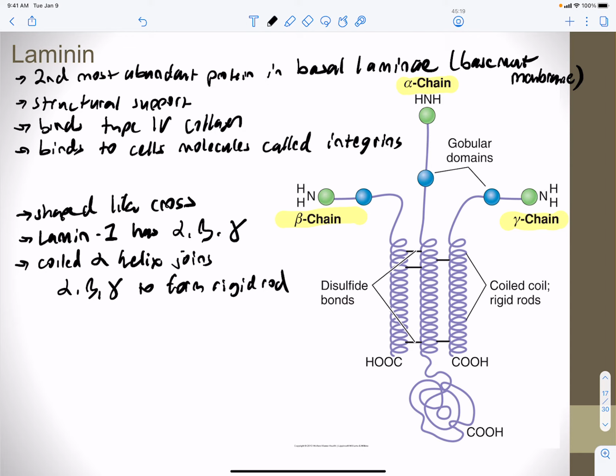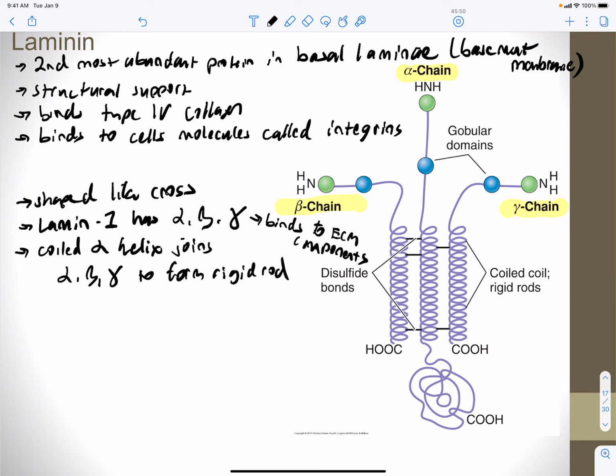The laminin extensions is what really allow it to interact with other components. The extracellular matrix components, such as collagen, lipids, proteoglycans, will all bind to those alpha, beta, gamma chains of your laminin structure. So this is that coiled alpha helix that helps to form what's referred to as rigid rods.